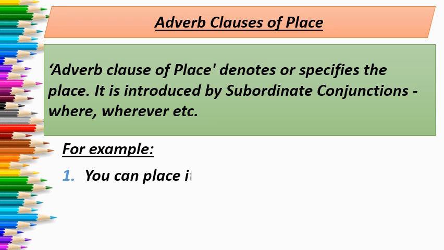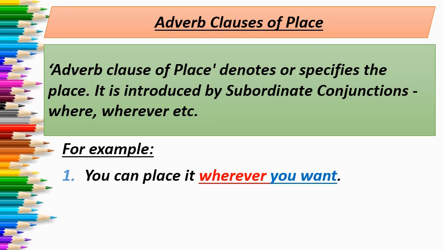Number 1. You can place it wherever you want. So here in this sentence, wherever you want is an adverb clause of place. Wherever is a subordinating conjunction. You is here the subject of this clause. Want is here the verb of this clause.